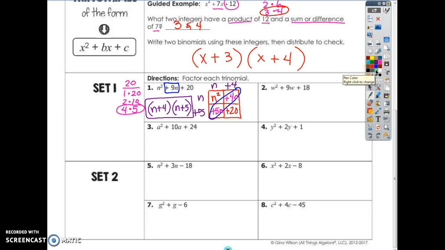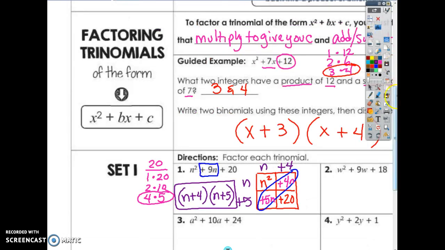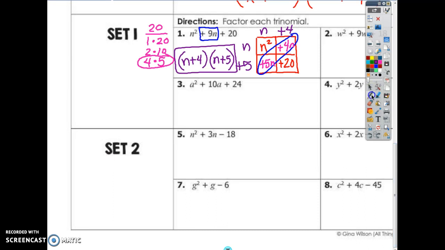Let's do problem number 5. Two numbers that multiply and give me 18. 6 and 3. Okay, so let's start with, remember, I know it's going to be negative. Don't worry about the negative right now. Let's just worry about the 18. 1 times 18 gives me 18. 2 times what gives me 18? 2 times 9. 3 times what gives me 18? 3 times 6. And I think those are the only numbers, right?